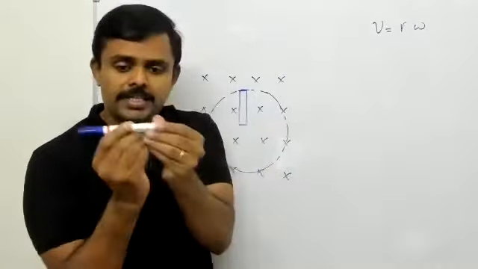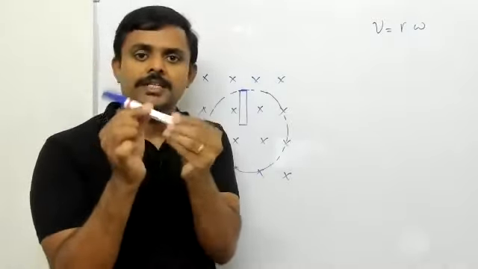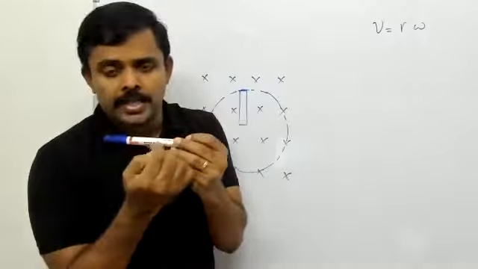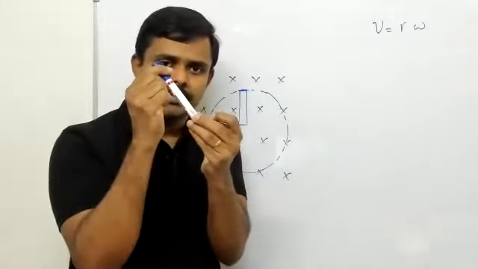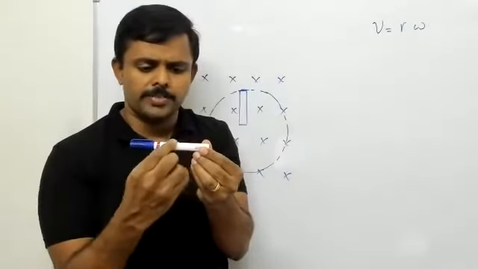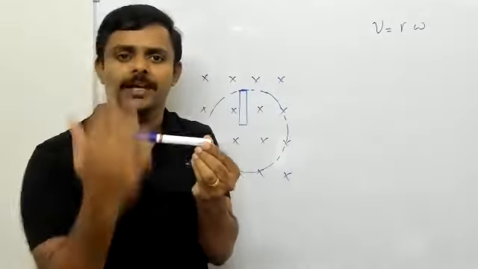Understood? All the letters are moving through the same angle because it's a rigid body. As long as it remains a rigid body, all the letters will be covering the same angle, right? So that means angular velocity will be the same for all points. This point, this point, every point has the same angular velocity.